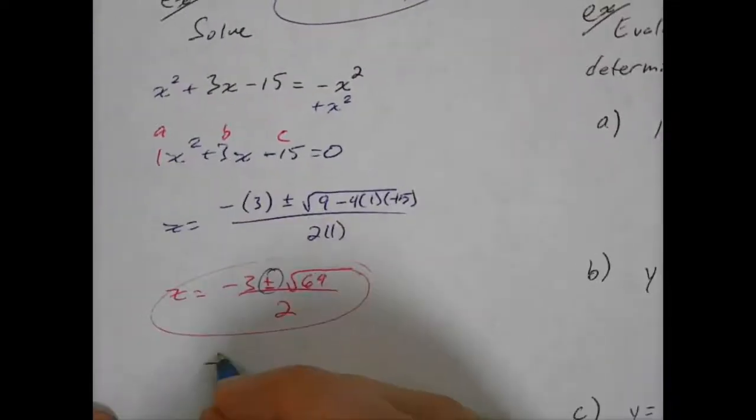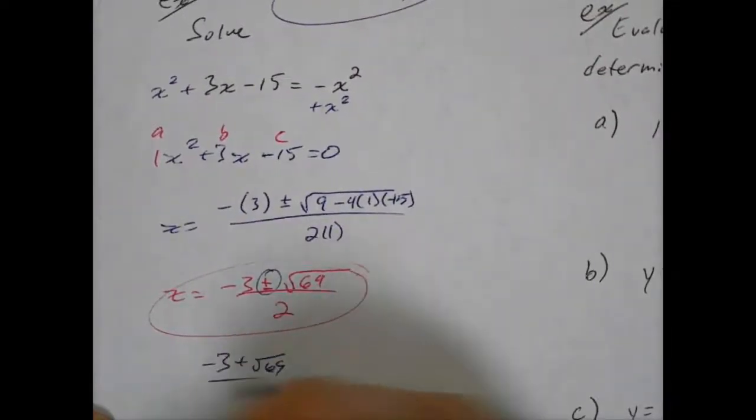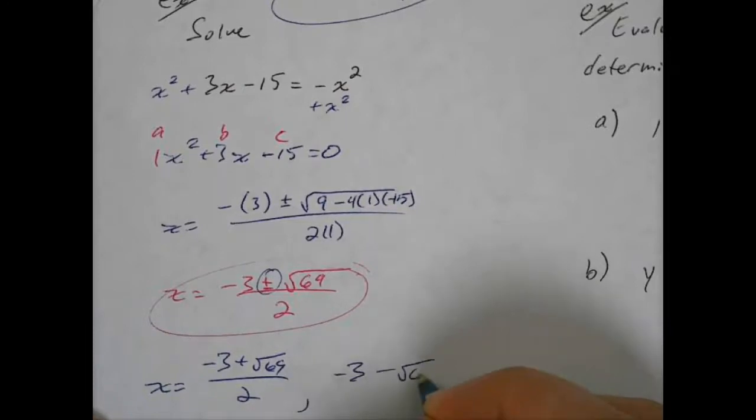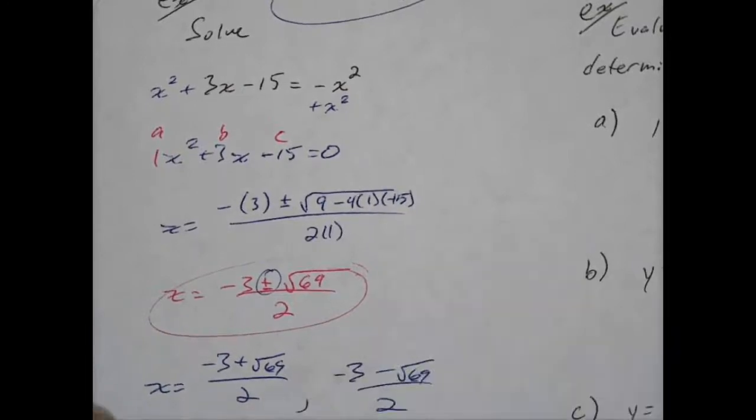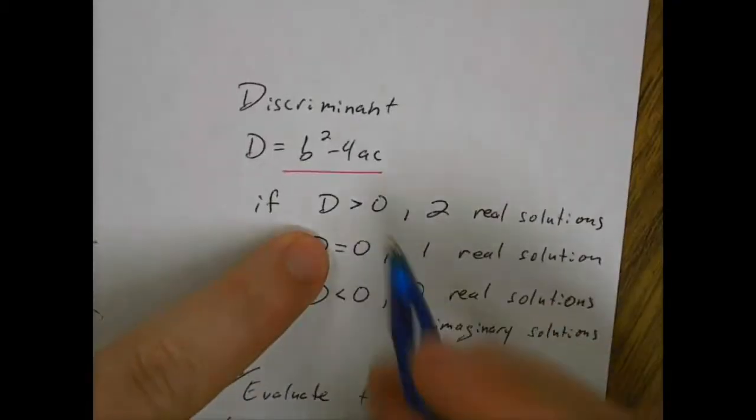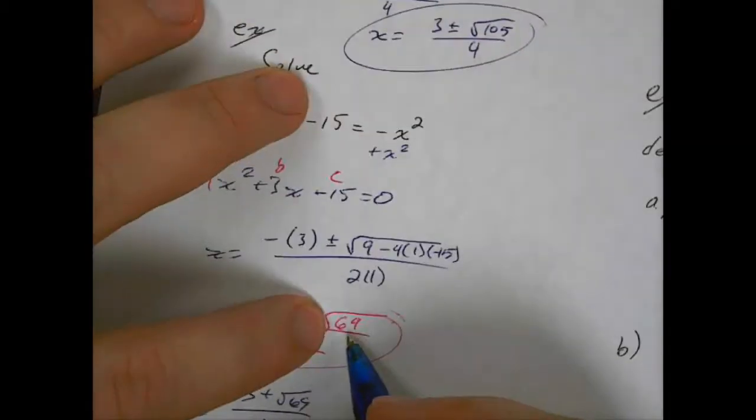The solution when it was negative 3 plus root 69 over 2, and the solution when it was negative 3 minus the square root of 69 divided by 2. Both of those are solutions for that problem. So that was when the discriminant was greater than 0. In this case, we saw it was greater than 0.